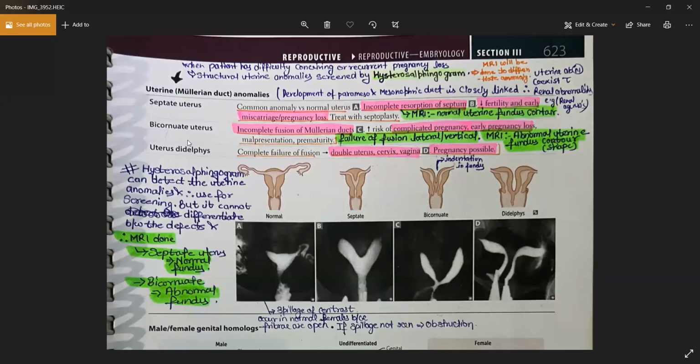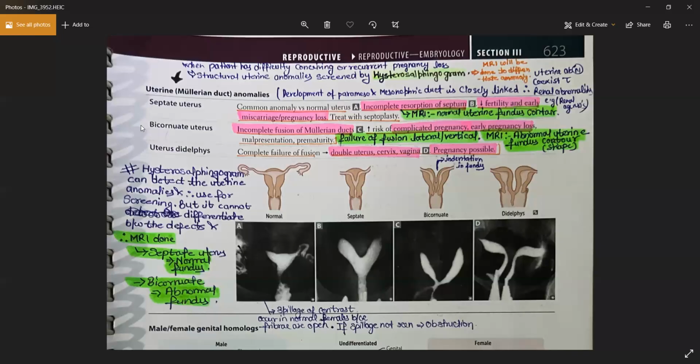Then you have the uterine didelphys, where you have a complete failure of fusion. In that case, you will have two different vaginas, two different cervixes, and two different uteruses. And you will see it like that. Two different everything. Is that okay? So a double cervix, double uterus, and double vagina will be seen. And pregnancy is possible on one side, right? You can see there's no obstruction. So pregnancy is kind of possible in these patients, while in case of septate and bicornuate, you can have recurrent pregnancy losses also.